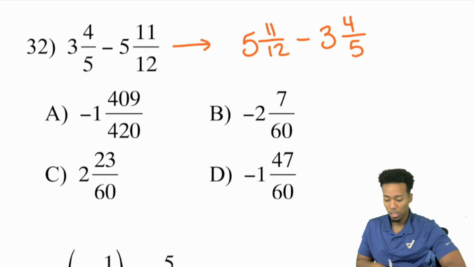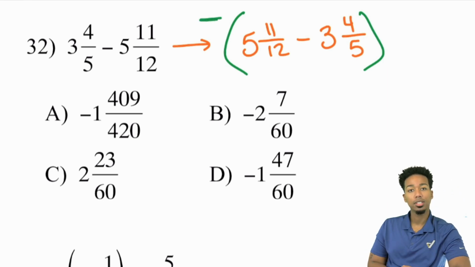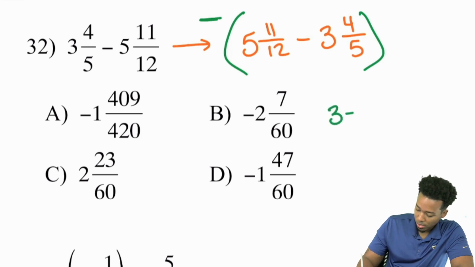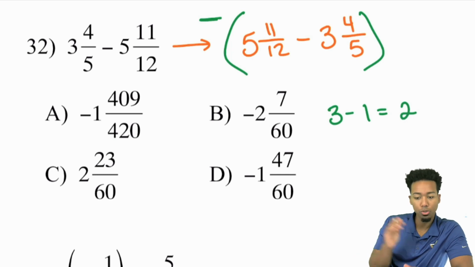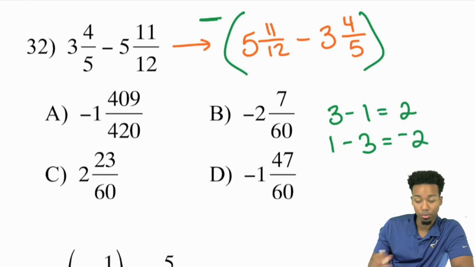Why? Because I know that no matter what, I need to make sure it's negative. Make sure you put the negative at the end. That's what subtraction is. Think about it. Let's say we have 3 minus 1. That's 2, right? Correct. Now what's 1 minus 3? Well, that's negative 2. So think about it.